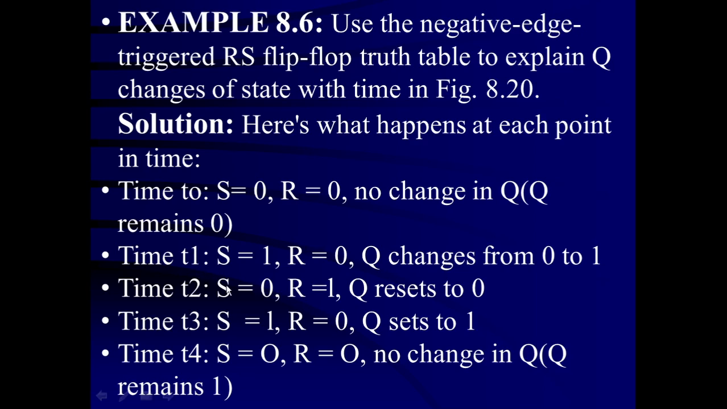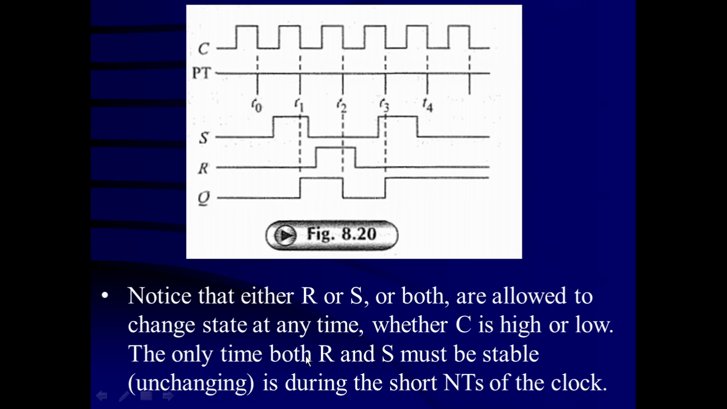At time t is equal to t1, S is equal to 1, R is equal to 0. Q changes from 0 to 1. That means the flip-flop is set on the negative edge of the pulse at time t1. At time t2, there is a reset condition: S is equal to 0, R is equal to 1. So the flip-flop is reset and Q becomes 0. At time t3, S is equal to 1, R is equal to 0. Q is again set to 1. At time t4, S is equal to 0, R is equal to 0. No change condition. Q was 1 and it remains 1. So it remains high only.